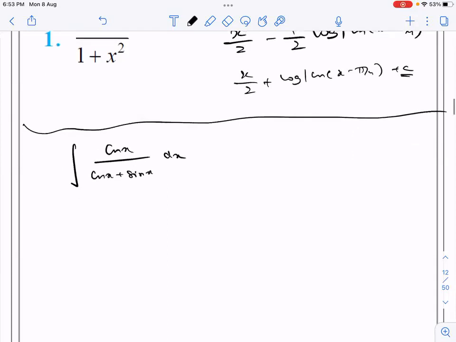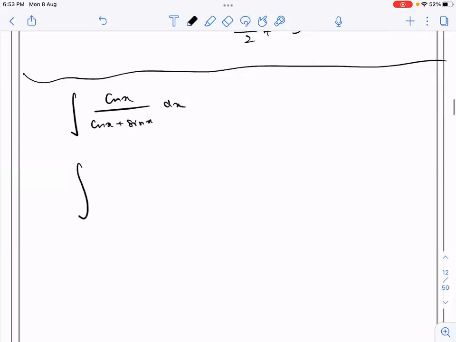In most of the problems, if the denominator has to get eliminated, listen to this carefully, make the numerator similar to the denominator. Cos x is there, but what is missing from the denominator in the numerator? Plus sin x is missing. So what you can do is add a sin x and subtract a sin x. When you do that, cos x plus sin x.